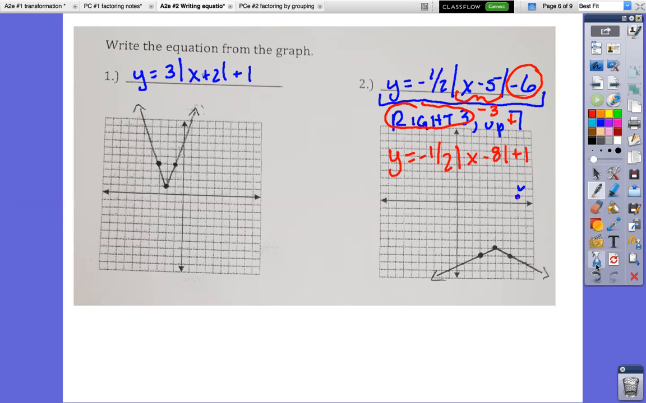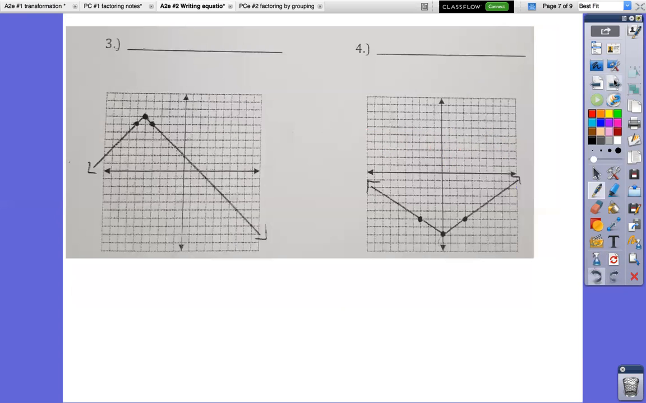Take a second and try 3 and 4 on your own. By take a second, I'm literally going to give you guys about another minute and a half to do these two. And then I'll just write the answer up.